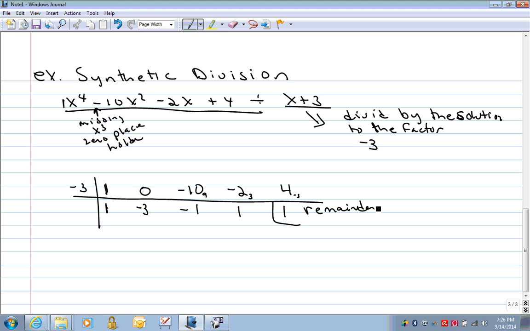So we could write it back. We've reduced from a 4th degree to a 3rd degree. So we could write our equation back now as x cubed minus 3x squared minus x plus 1, plus the remainder 1 over x plus 3. We could do that.